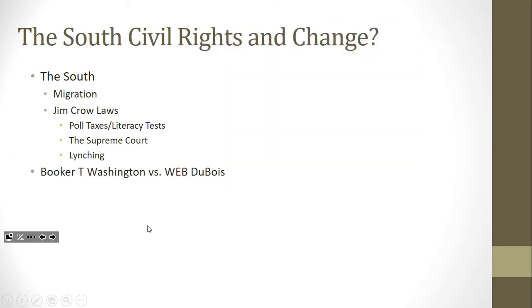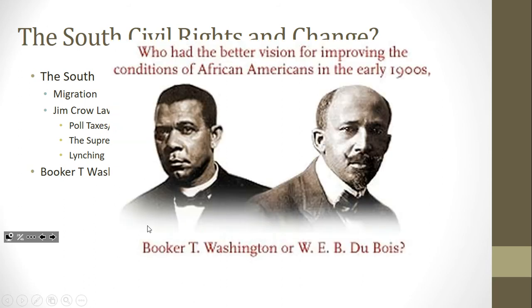Finally, we get to the 2 most famous African American advocates of the era, Booker T. Washington and W.E.B. Du Bois. These 2 guys are, again, the most prominent African Americans during this time period. They grew up in very different situations. Booker T. Washington grew up enslaved in Alabama, whereas W.E.B. Du Bois grew up free in the North.